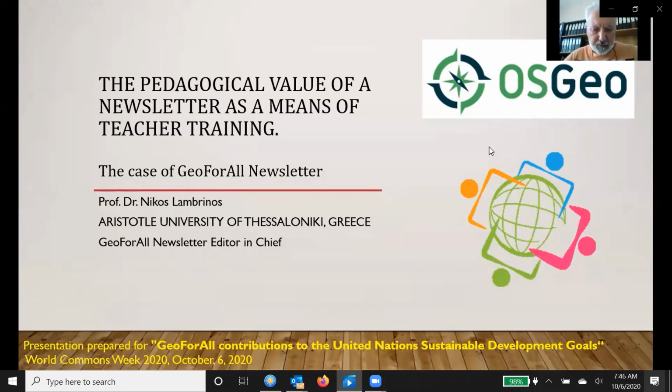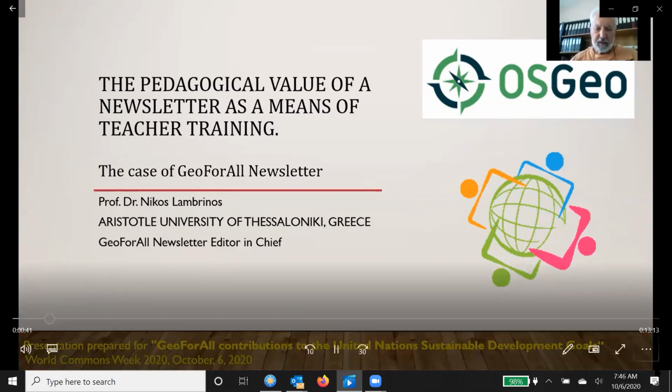I'm going to talk about the pedagogical value of a newsletter as a means of teacher training, and I'm going to show you the case of the GeoForAll Newsletter. Newsletters are widely used by many organizations and for different purposes. Their main use is to inform community members about new ideas and information about the community and its interests. In order not to risk a newsletter being classified as just a newspaper, its use should be more applied. One such use is its entry into the educational process, especially when the newsletter comes from an organization that promotes open policy in education and its topics are related to open applications in research and education.